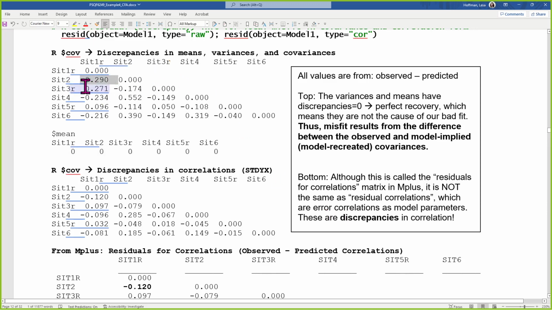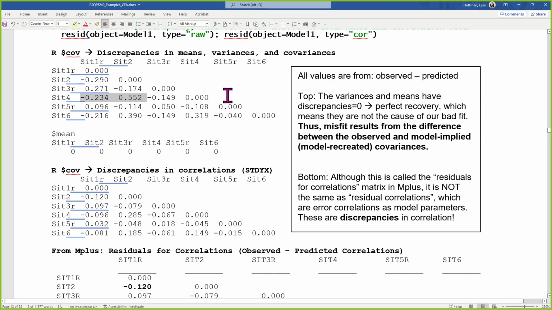Where the misfit comes in is inside the covariances. Because we have 1, 2, 3, 4, 5, 6, 7, 8, 9, 10, 11, 12, 13, 14, 15 covariances that are trying to be recreated from what? The loadings. And how many of those do we have? I got 6 items. 6. Yep. So 6 items, 6 loadings to recreate 15 covariances. That's where the 9 degrees of freedom for the model come from.